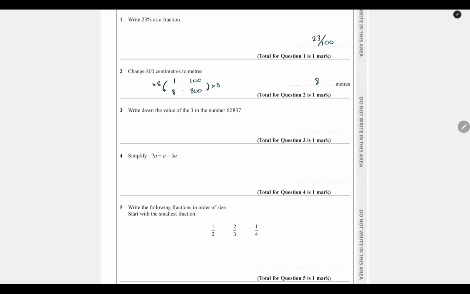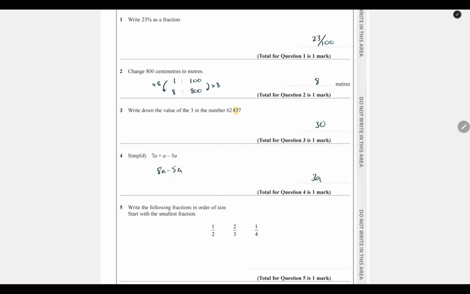Question 3 says, write down the value of 3 in the number 62,837. Well, we can see the 3 is in the tens column, and so the answer is 30. Question 4 says, simplify 7a plus a minus 5a. So 7a plus a is equal to 8a, and then 8a minus 5a gives us 3a.